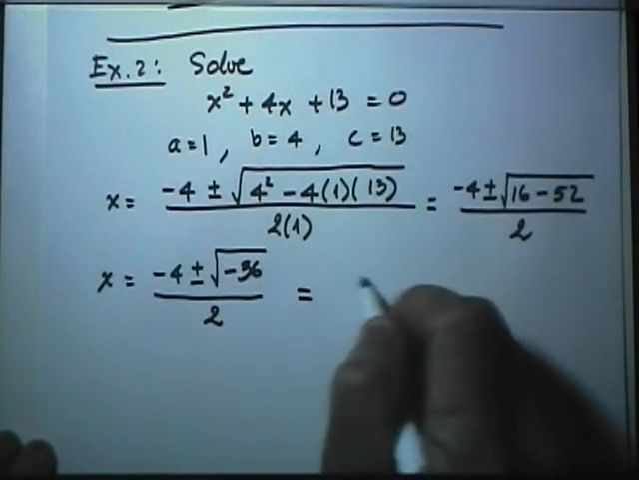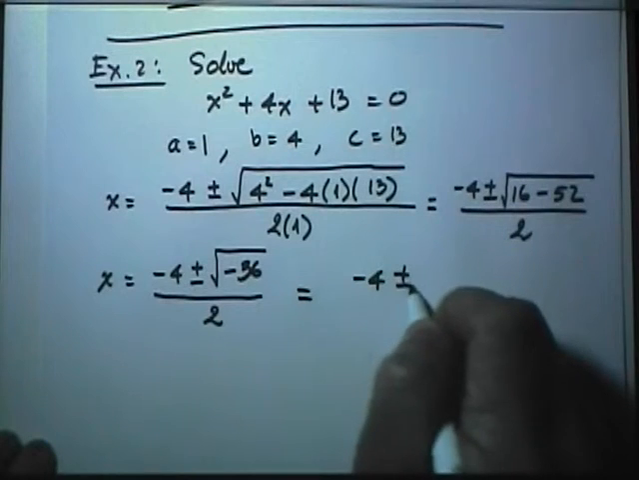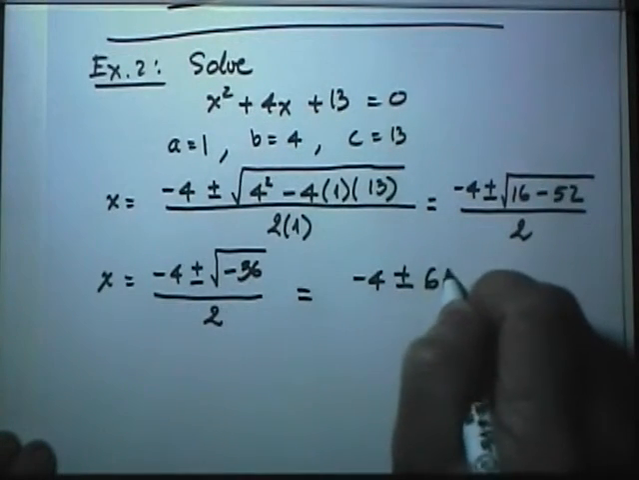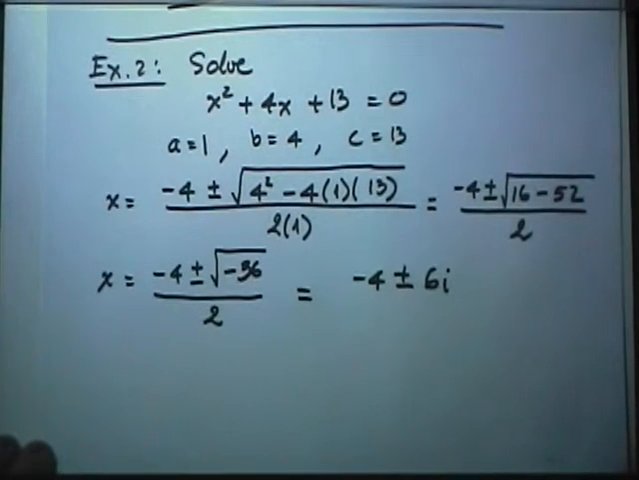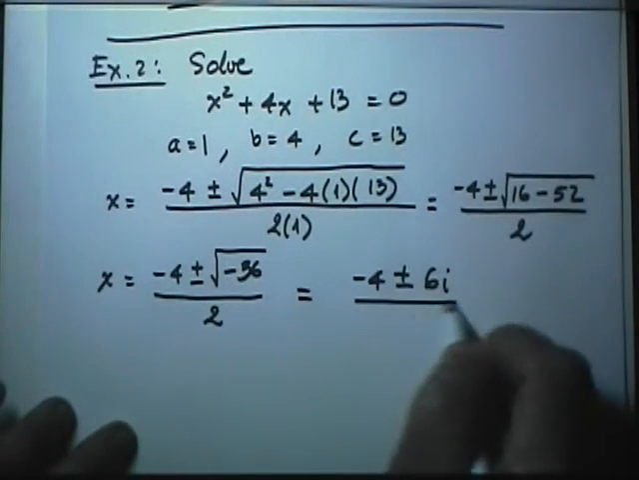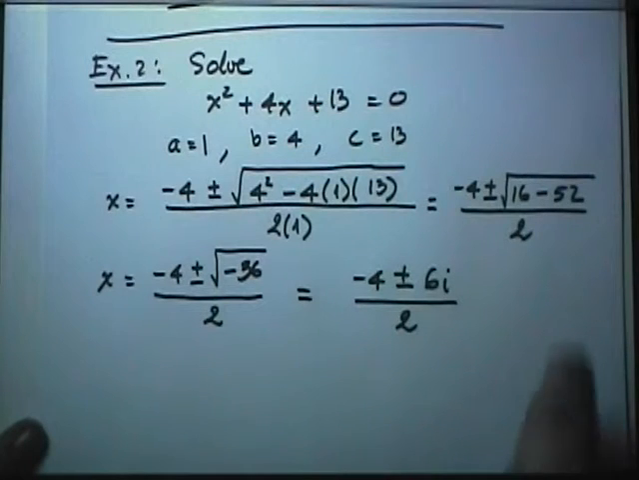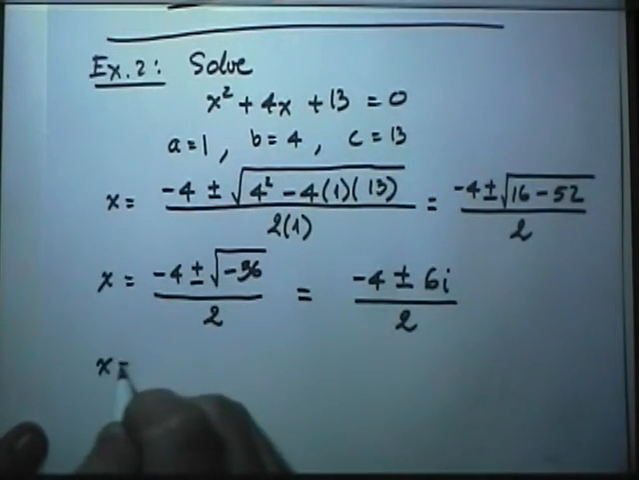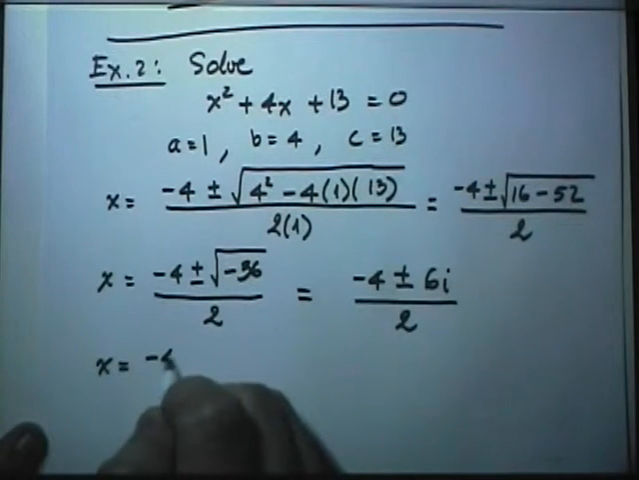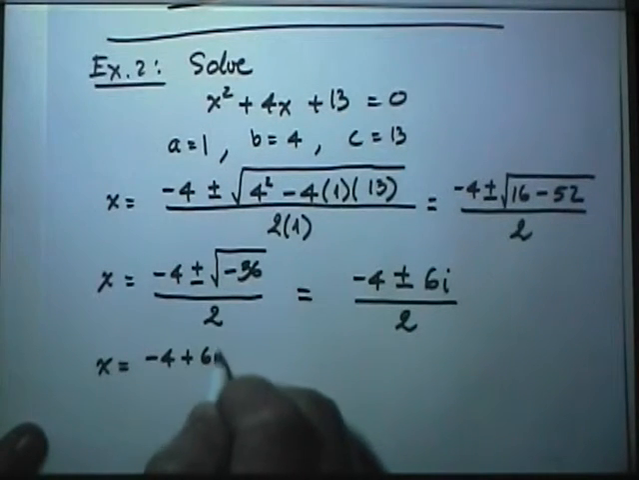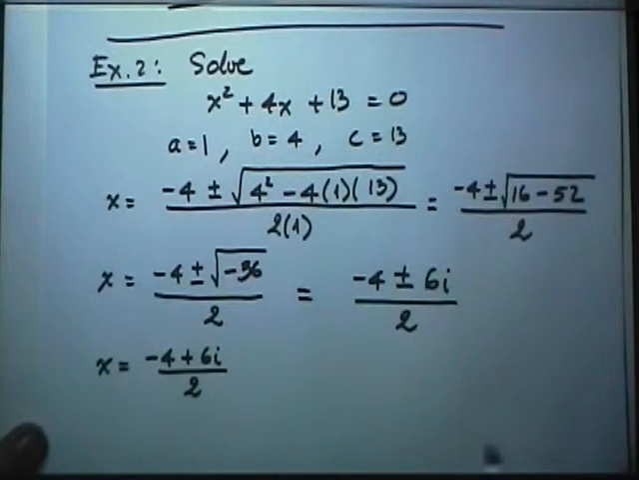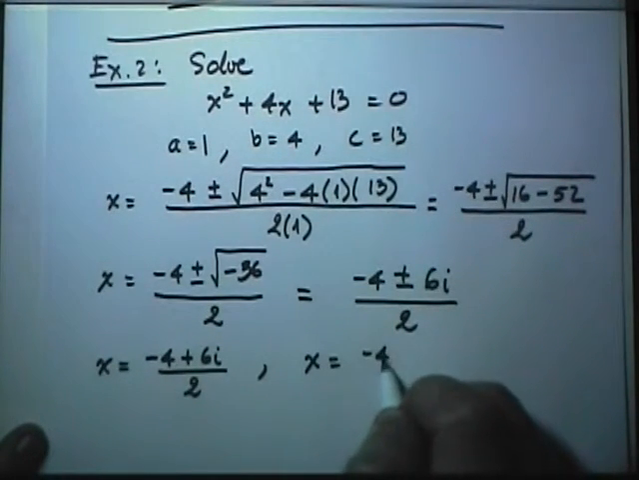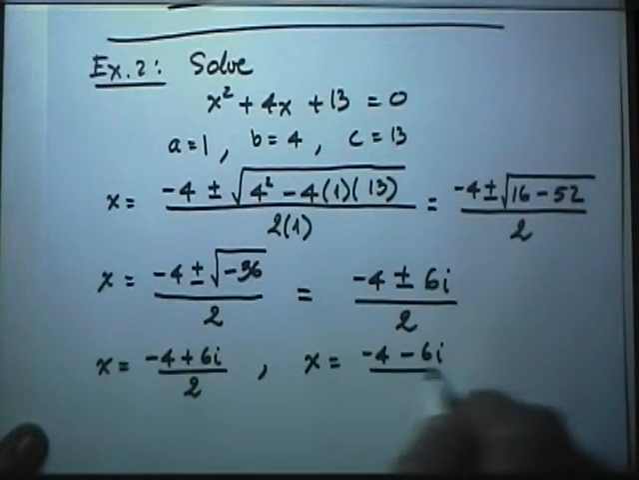What is that? Well, minus 4 is there, plus and minus the square root of negative 36, which is 6i. Yes, we have learned that, right? Divided by 2. So once again, the plus and minus sign basically means one x value equals minus 4 plus 6i over 2, and the other solution is x equals minus 4 minus 6i over 2.